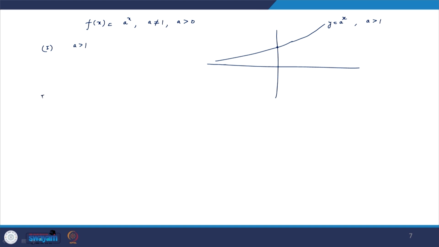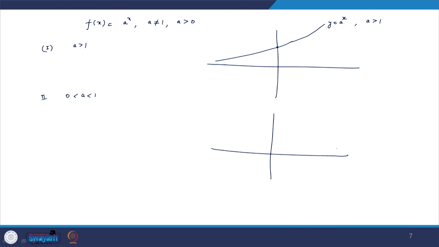Now, if a is between 0 and 1, suppose half, then half raised to power x is what? If x tends to minus infinity, it will tend to infinity, and if x tends to infinity it will tend to 0. So, in this case the graph of the function will be something like this. So, it is y equal to a raised to power x when a is between 0 and 1.